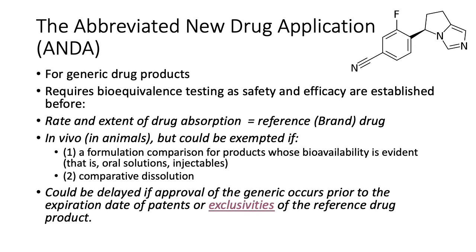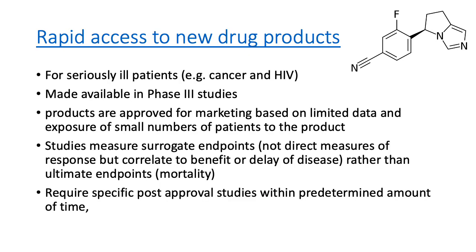And it could be delayed if approval of the generic occurs prior to the expiration date of patents or exclusivities of the reference drug product. Now, for some drugs that are produced for critically ill patients, like cancer or AIDS, they could have an accelerated approval, or healthcare workers could have rapid access to those drugs. They could be available during phase 3 studies. And so the data provided on those drugs could be limited.